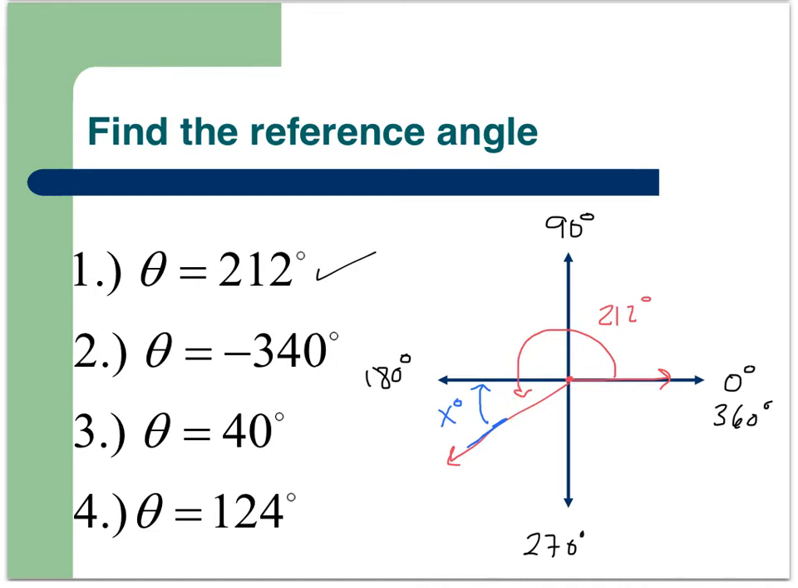So for this guy, when I'm in the third quadrant, I'm always going to take my angle and subtract 180 degrees from it. And so when I do that, I get 32 degrees. So that's my reference angle for number 1. Okay? So, I'll put a little graphic up with how we can identify the reference angles per quadrant.